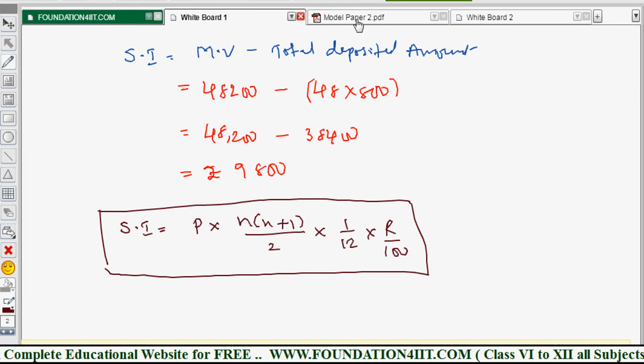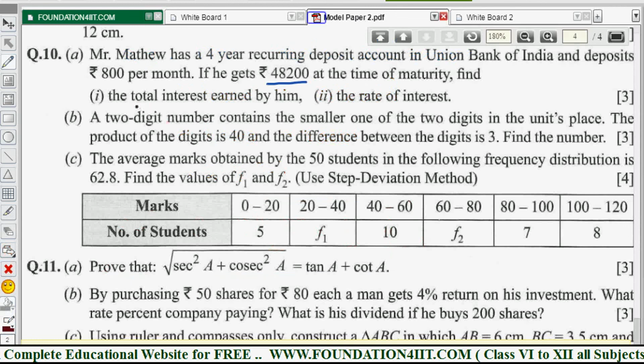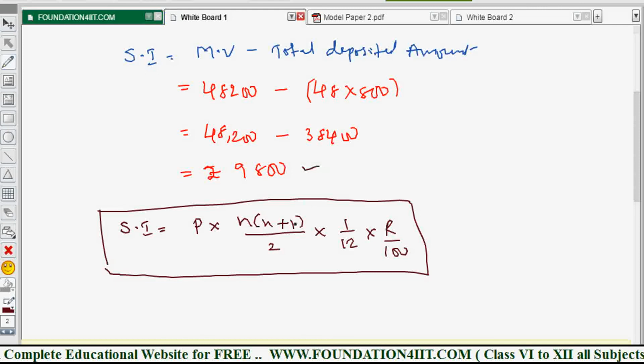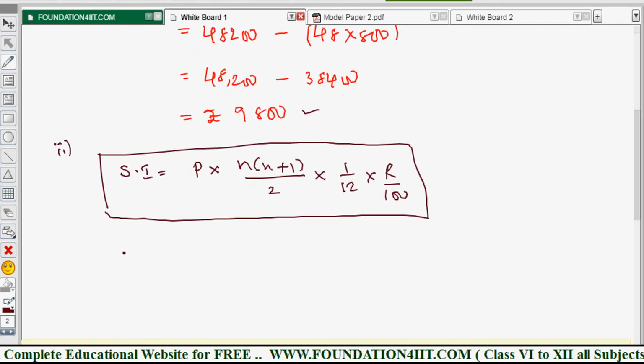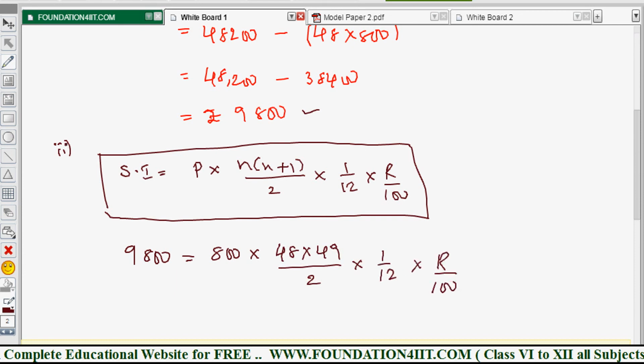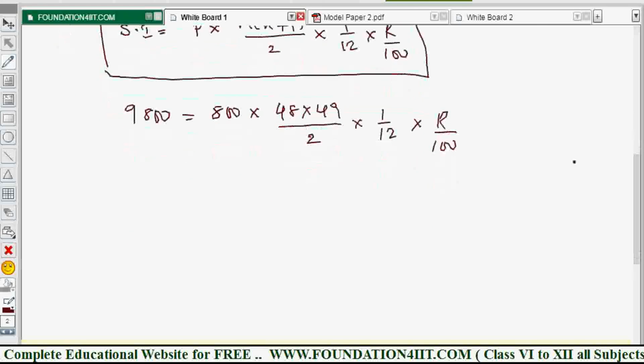There are two questions here. First is the total interest, so the simple interest we got is 9,800. Now using this formula we find the rate of interest. Just substitute all the values. Simple interest is 9,800, P into, the P value is 800, right, into n into n plus 1, that is for 48 months, so 48 into 49 divided by 2 into 1 by 12 into R by 100. If you simplify this, we will get it easily.